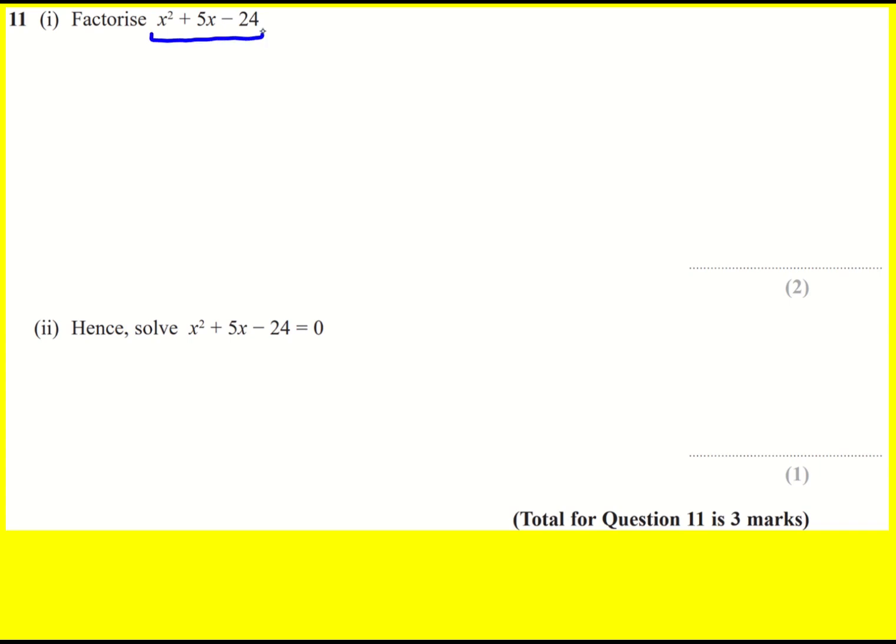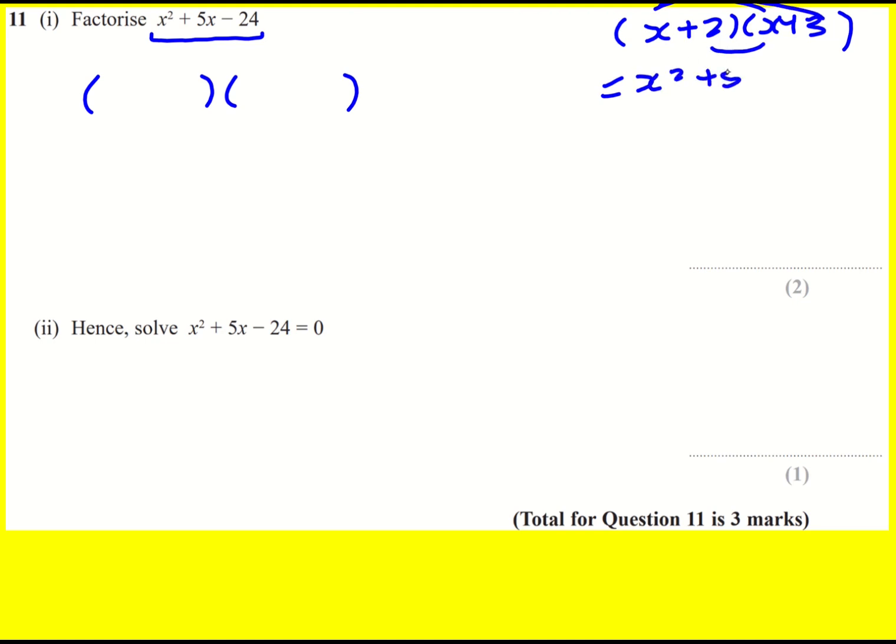Factorize this quadratic, okay? It doesn't have any common factors, but we can put it into double brackets. And just a reminder how this works, like let's say we have x plus 2 times x plus 3. You get x squared, you get plus 3x plus 2x, actually you get plus 5x.